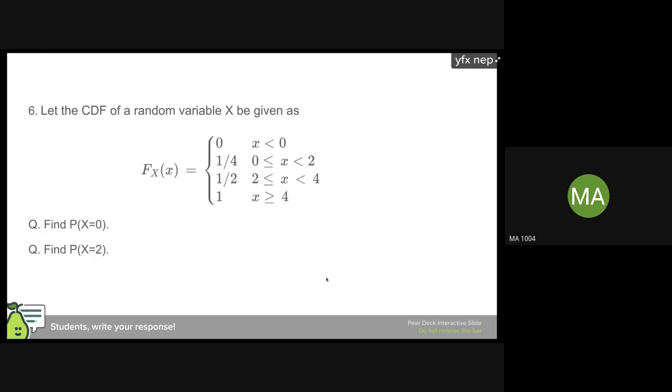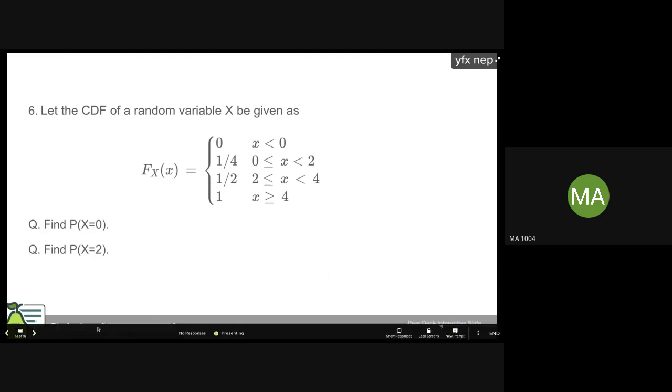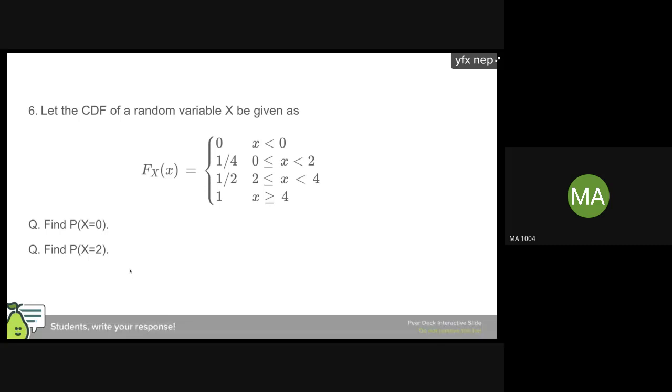Okay, here also we don't have, I think, that updated with this. So just tell me this answer right now itself. Let the CDF of a random variable x be given as F_X(x) equals 0 when x is less than 0, 1 by 4 when x is between 0 and 2, 1 by 2 when x is between 2 and 4, and 1 when x is greater than or equal to 4. So question 1 is: find the probability that x equals 0.